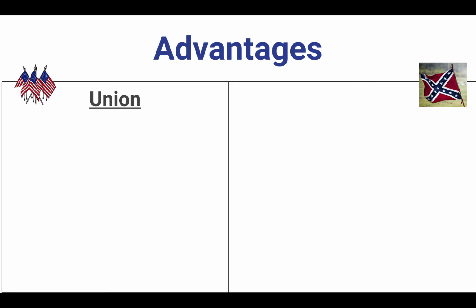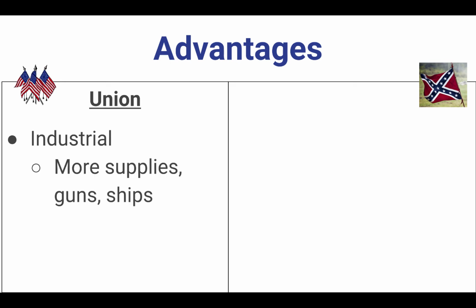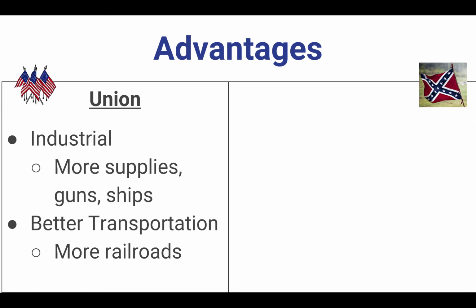Advantages for both sides, and there were many and few. The Union had a much more industrial economy, which means they had more supplies, more guns, more ships. They had better transportation systems, better networks of railroads. They also had a much higher population, which means more manpower in the end.